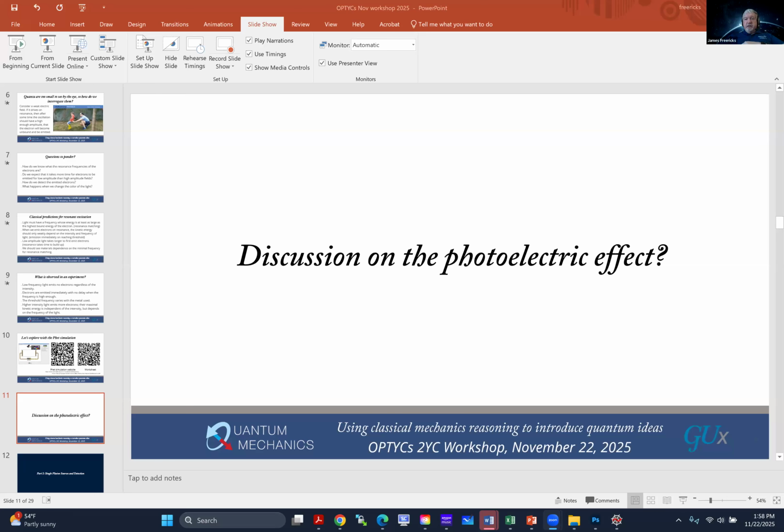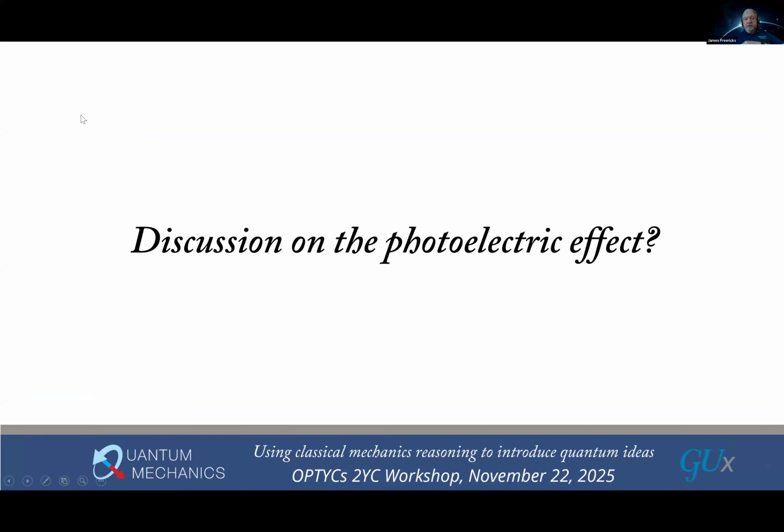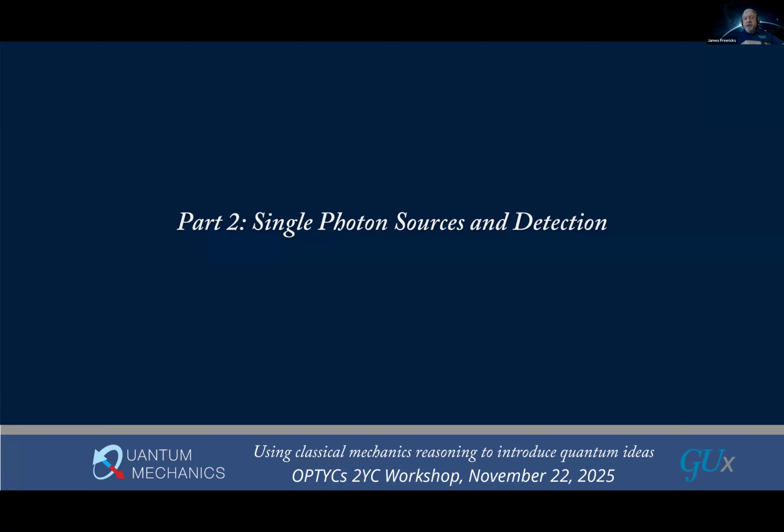And here's where we get to stuff that you're not going to see in most modern physics textbooks. I haven't actually gone through every one of them to see whether there's any that actually does it, but most do not do what we're going to do now, which is talk about what a single photon source is and how you detect and verify that you have single photon light.